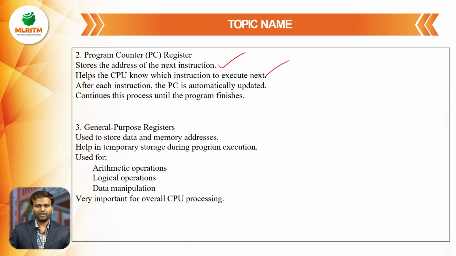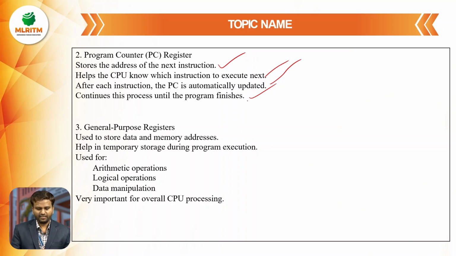The CPU analyzes the program counter to know which is the first instruction to execute and which is the second. After each instruction, the program counter is updated automatically. It continues this process until the program finishes, handling each and every instruction in sequential manner.